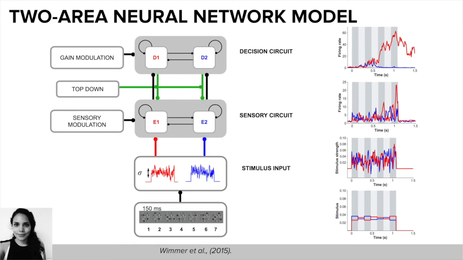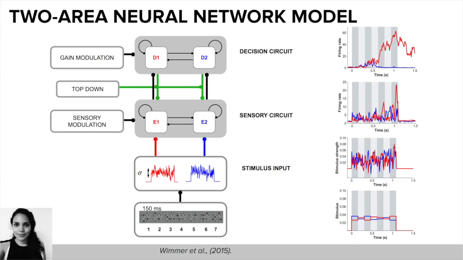Our hypothesis is that the decision circuit is responsible for the flexible temporal weighting. So we introduce a control signal that reflects this. This is the gain modulation. And we found evidence of this in the experimental data.